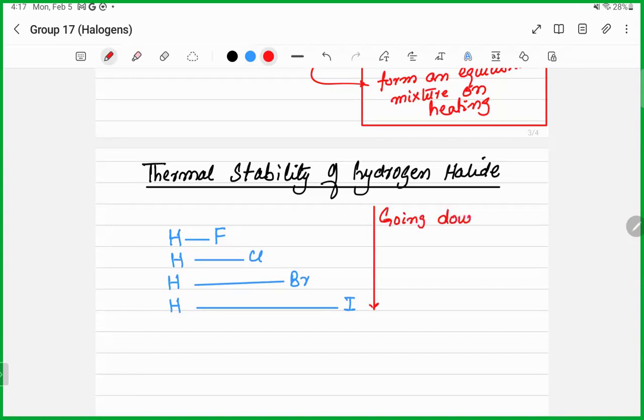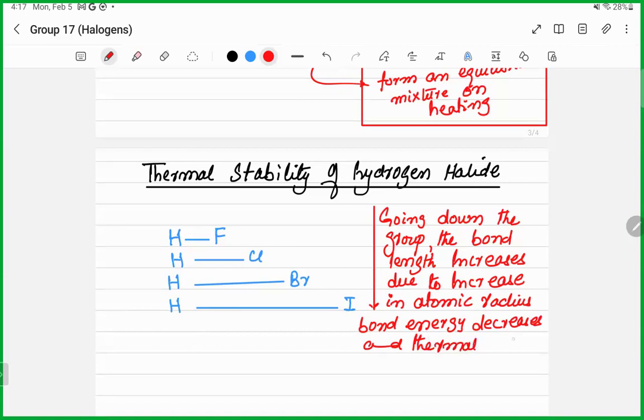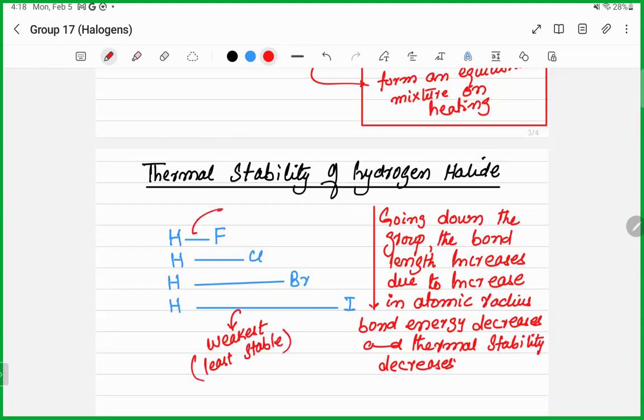So can I say that going down the group the bond length increases due to increase in atomic radius, तो ये bond energy decreases and thermal stability decreases as well. ठीक है, means this one is the weakest bond, ठीक है, least stable.